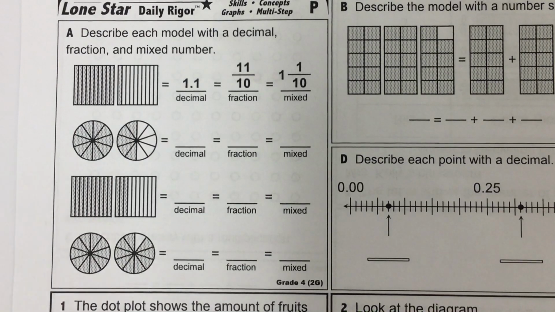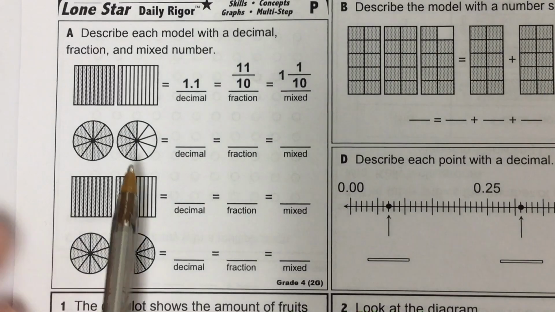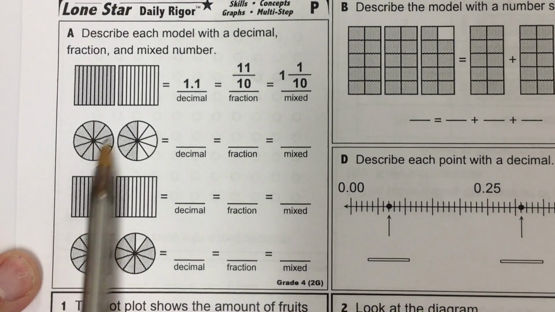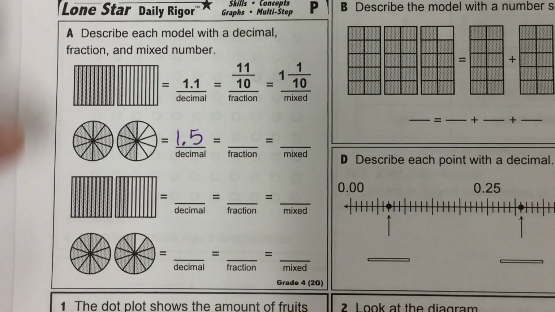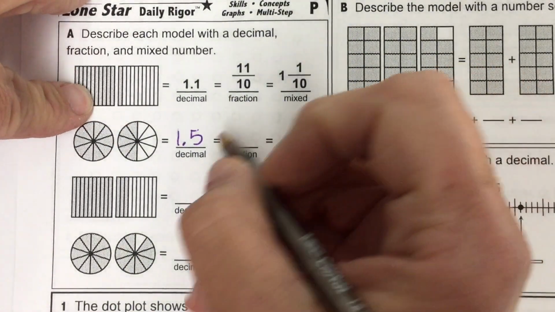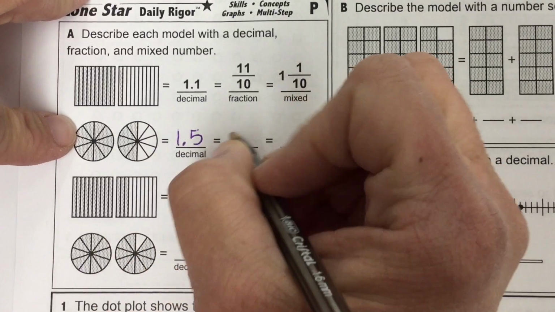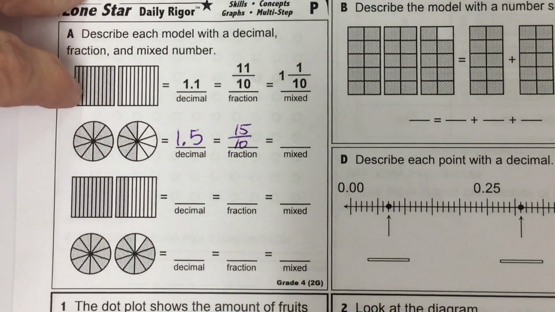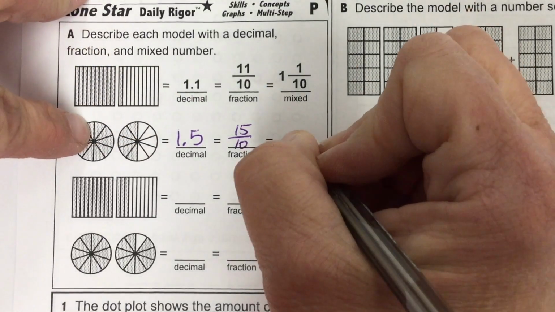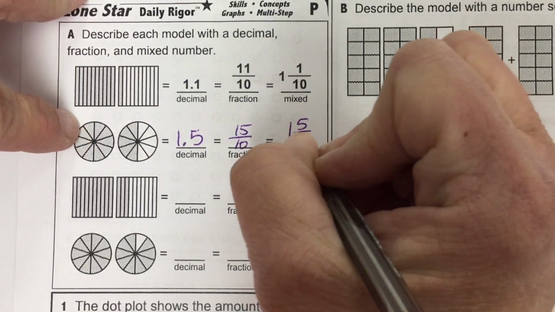Okay, LoneStar P, it says describe each model with a decimal, fraction, and a mixed number. So if I look at this, this is 1 whole and 5 tenths. 1 and 5 tenths. As a fraction, it is 15 shaded, and each model has 10 in it, so 15 over 10. And then the mixed number would be 1 and 5 tenths.